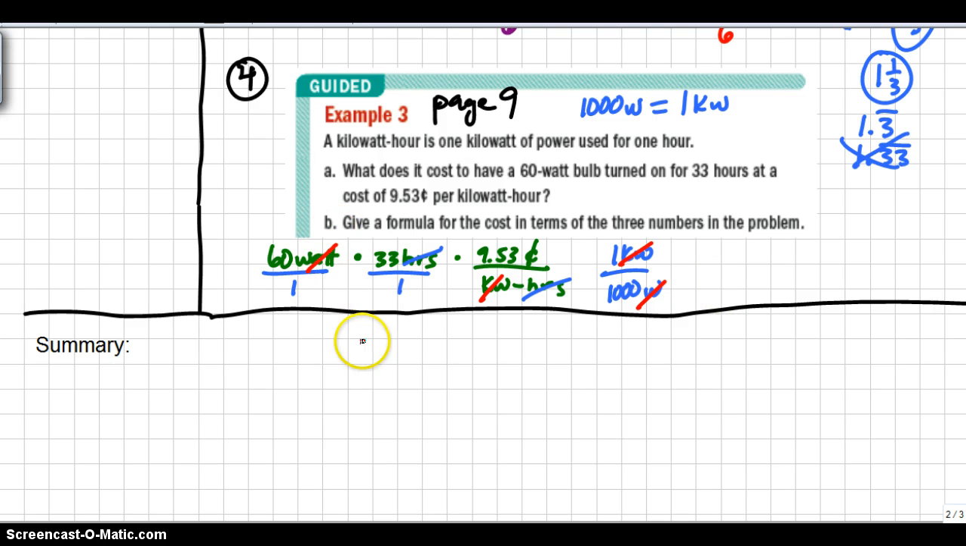For part B, you would simply label everything that you've done with a letter. Power times time times cost equals A.